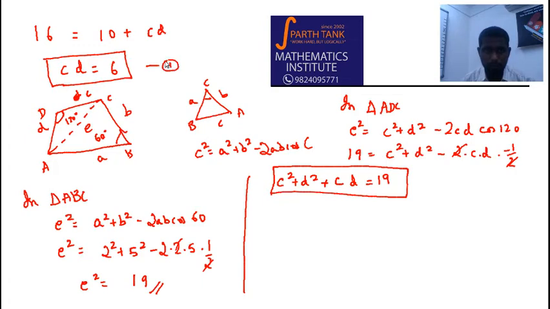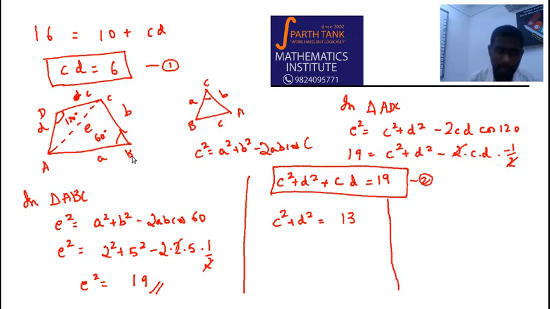Now if you substitute this in equations 1 and 2, you would get c squared plus d squared is nothing but 13, right? So now it's up to us to solve this equation and the other one and obtain the values of c and d. Alright, so the easiest way would be to take c is equal to 6 by d. So (6 upon d) squared plus d squared is 13.